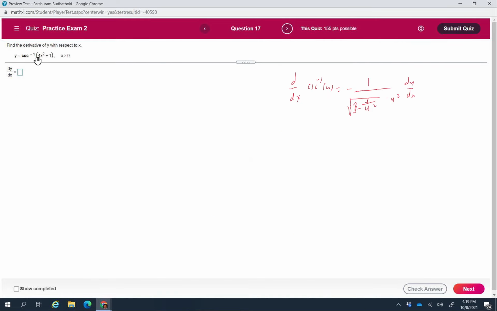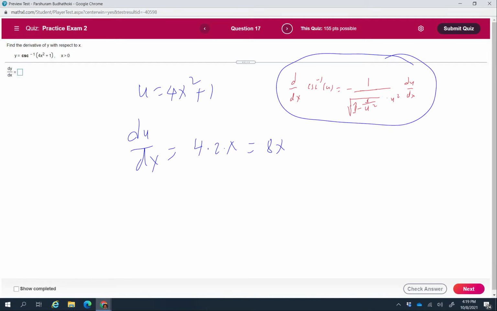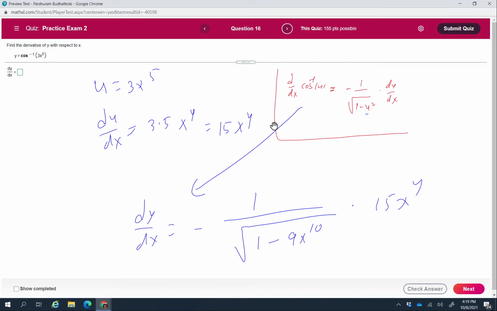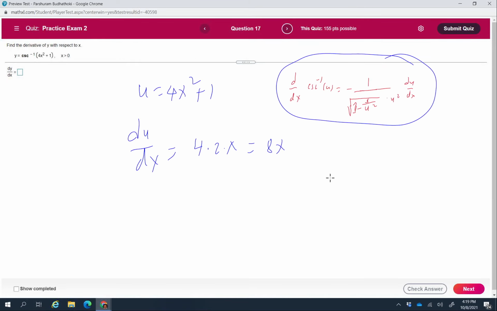Okay, so a very similar question, but this time we are using the inverse of cotangent and cosecant, and that's the formula you are going to use. In a very similar way, use u equals 4x squared plus 1. You plug the value of u here, you find the derivative of u with respect to x, which is 4 times 2 times x, which is 8x, and just use the formula and do exactly the way I did here, and you will have your answer.